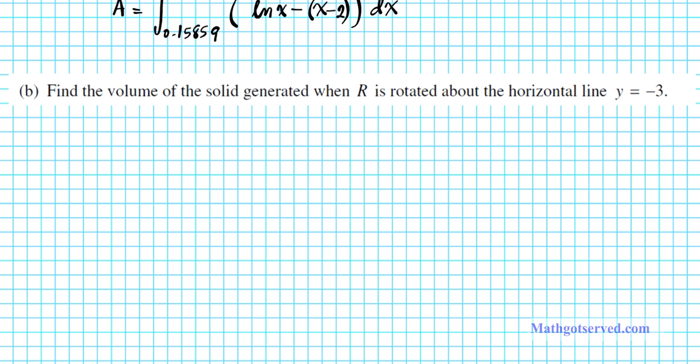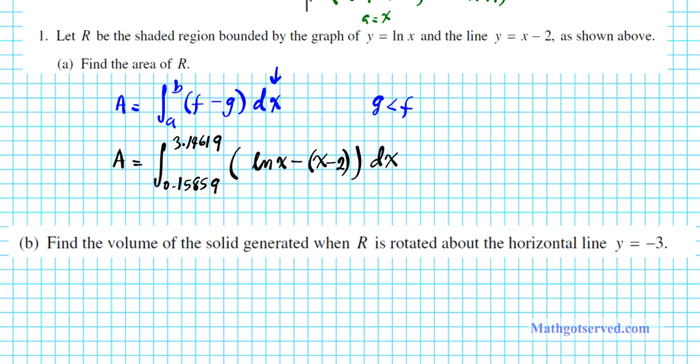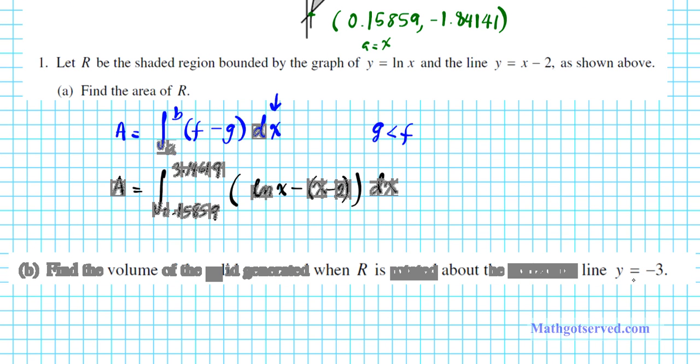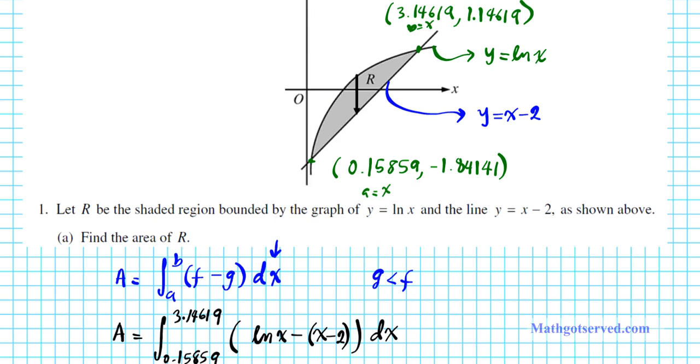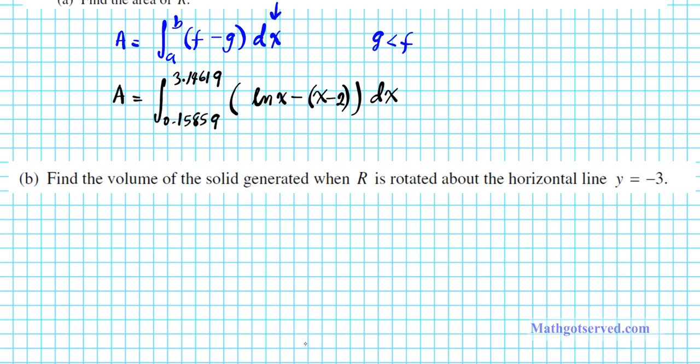All right, let's take a look at the B part. For the B part, it says find the volume of the solid generated when R is rotated about the horizontal line y equals -3. So we want to orient our functions relative to where the axis of rotation is. Y equals -3 is clearly below both of these two functions. It's somewhere down here, okay? So since it's beneath both functions, we're going to be using this formula right here. So always let the formulas guide you.